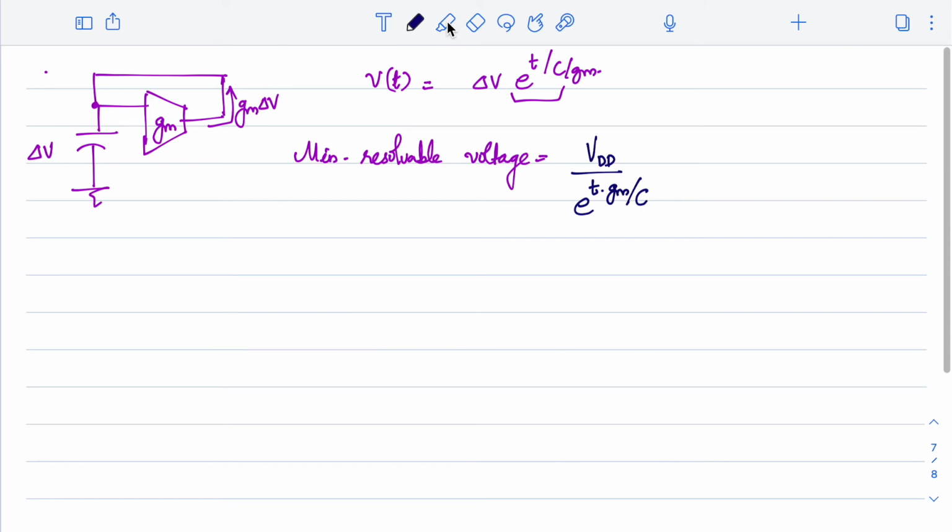Now, in contrast to the previous case, if I want to make the minimum resolvable voltage still smaller, we should increase gain. In a similar way here also we should increase gain. So how can I increase gain in this case? Or to get more gain, what should I do?